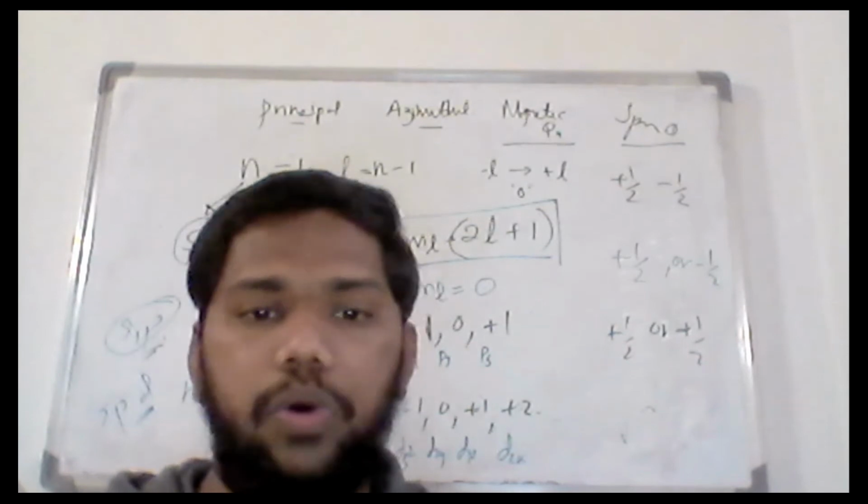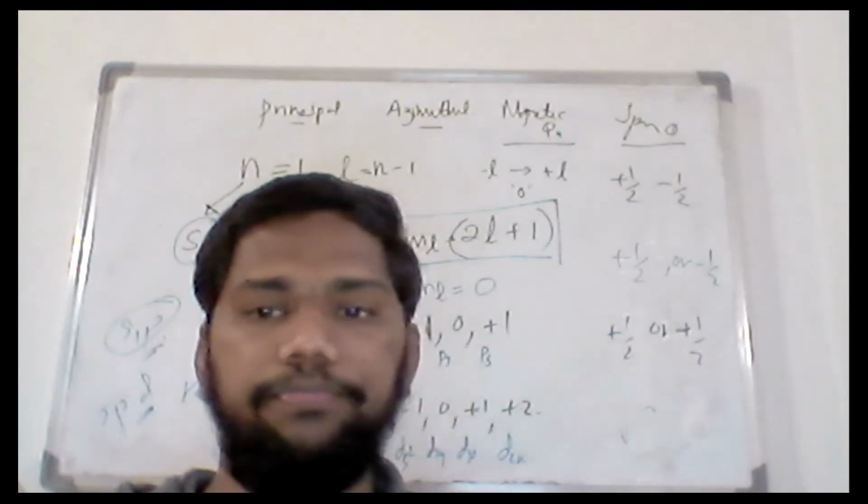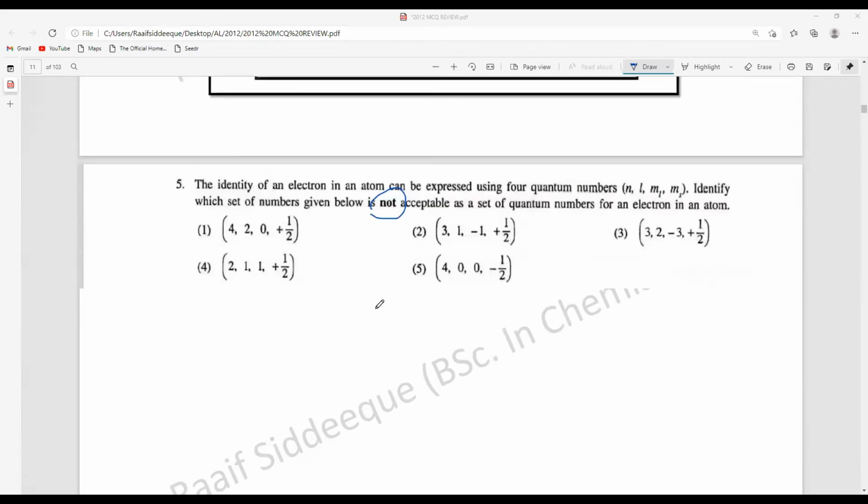Okay, so moving on. We will go to the question now. Which is not acceptable? That is the thing that they have given. So how do we check which is not acceptable?